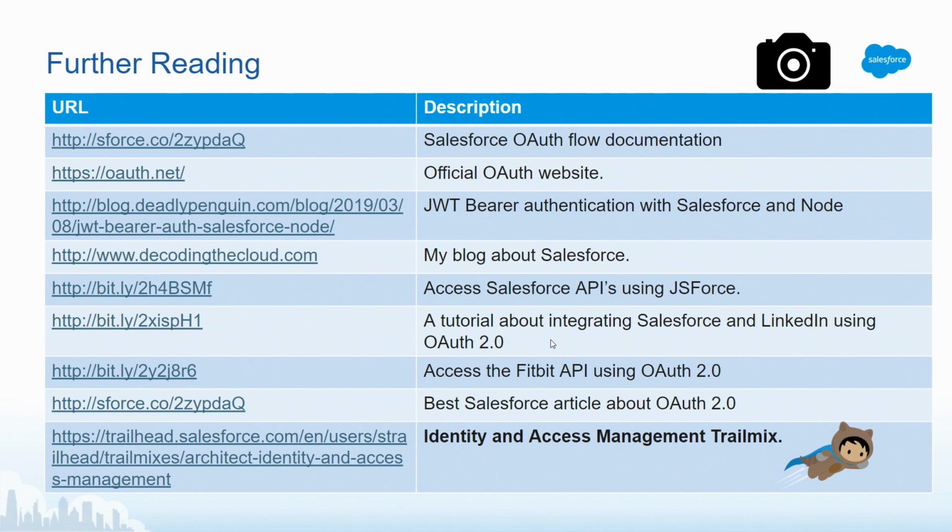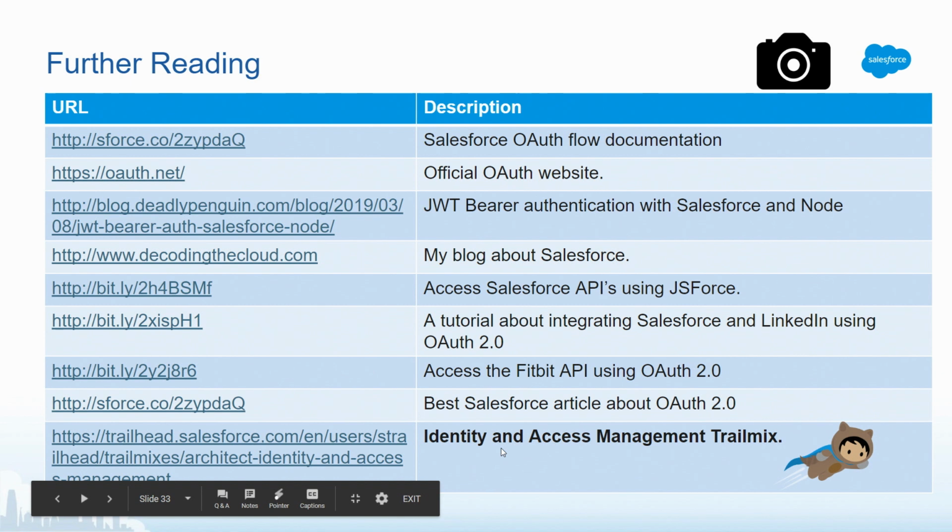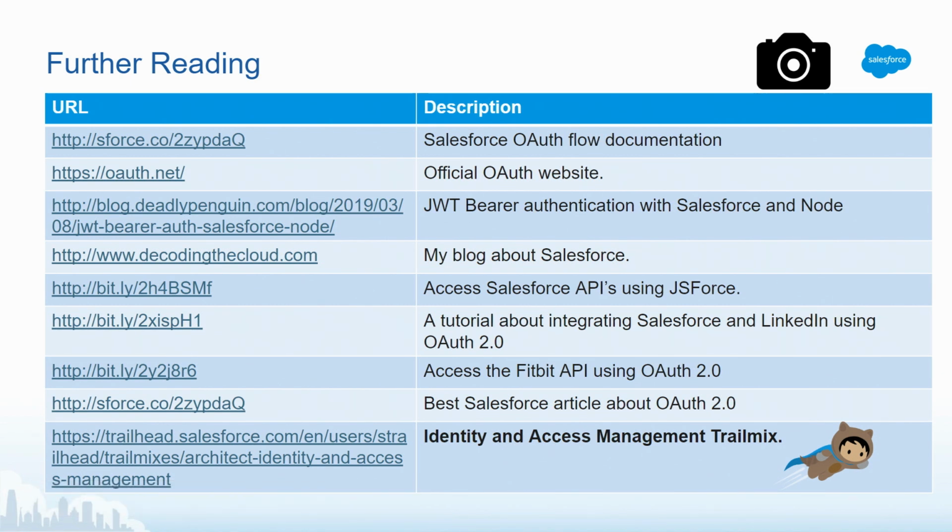Another key thing which I really liked was the Salesforce and LinkedIn integration, something to check out. This by a guy called Lalit Kumar. Pretty nice demo that he's shown. And last but not the least, the identity and access management Trailmix. So this Trailmix has grown over the years, and I really recommend it. It's really worth the time invested in this Trailmix. It really covers everything that you need to know for your exam, especially. So these are some of the key further readings on OAuth.